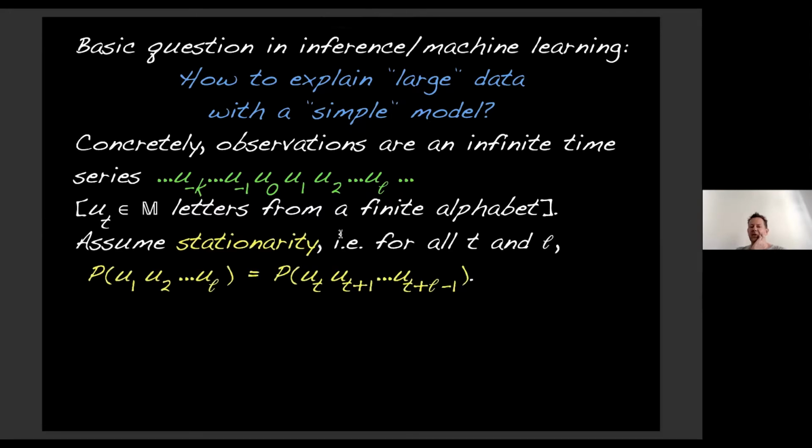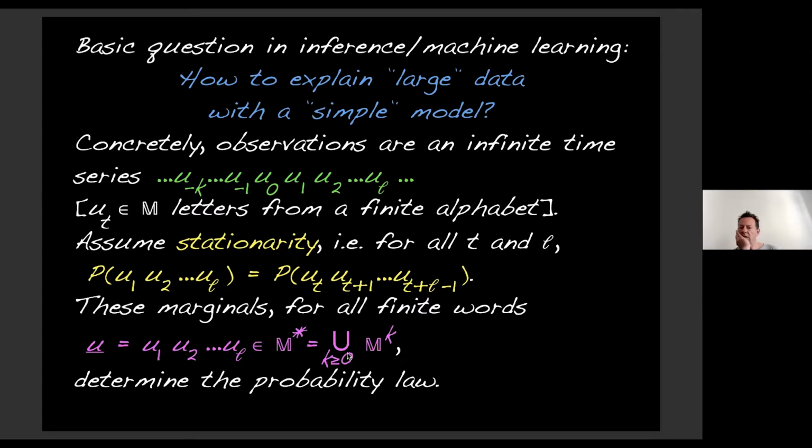To make sense of this, because we only see a finite chunk of it, we have to assume some regularity on the distribution already. And what we assume is stationarity, which means that if we see a block u_1 to u_l, some people call it the L-point correlation function, this is independent of the time where we start observing. So this will be the same as u_t, u_{t+1}, up to u_{t+l-1}, for all t and l. When you think about it, that's the only way in which we can learn something about the joint distribution of these long time series by observing only a finite part.